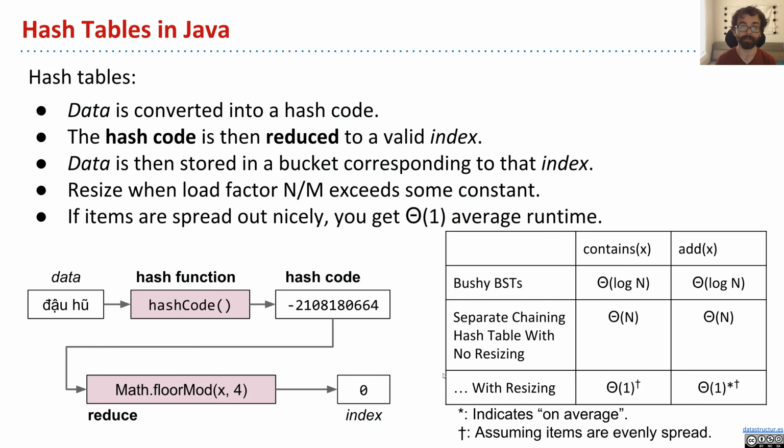Okay, so we got a little bit of a taste of what makes a good hash function, and so now we're ready to summarize. Ultimately, what we did today is we built hash tables. The idea is you take some data, you convert it into a hash code using a hash function. The hash code is then reduced to a valid index, and then we store the data that we have into a bucket corresponding to that index. We will always resize when the load factor exceeds some constant, and then as long as the items are spread out nicely, we get constant runtime.